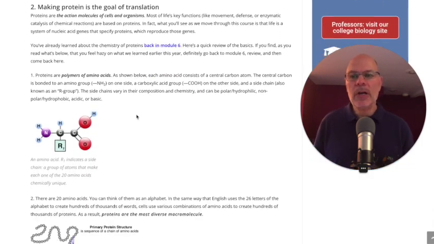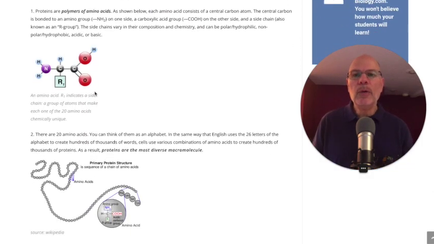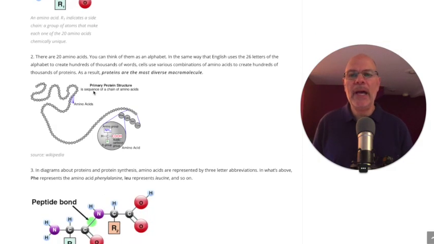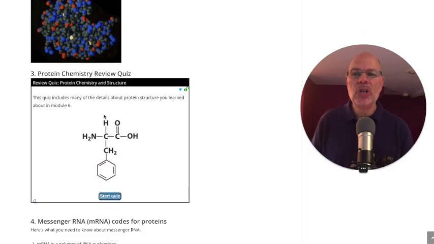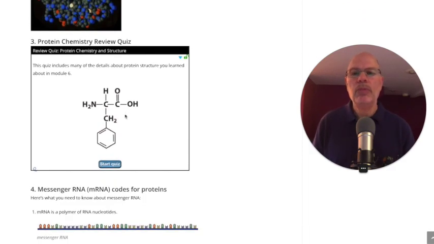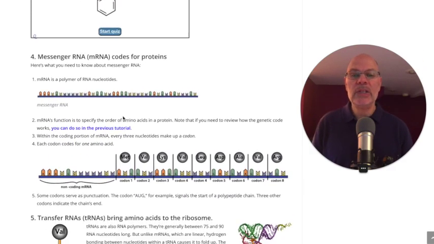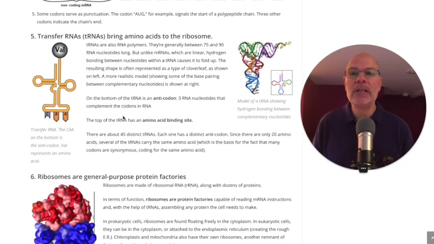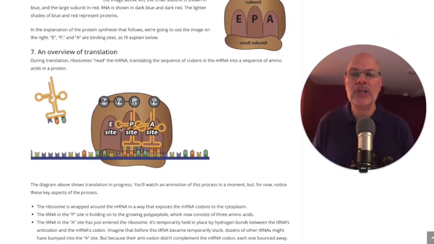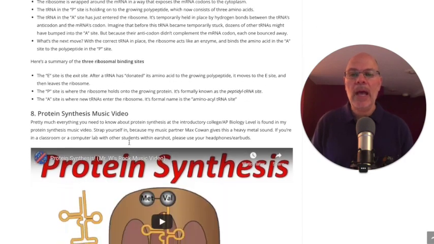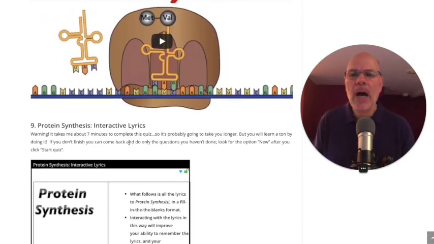So talking about a little bit of review of protein structure, amino acids, primary structure, what peptide bonds are, and then showing a review quiz about proteins, and then showing how the actual process works, how you have tRNAs that are charged with amino acids, how they have an anticodon, that anticodon matches with a codon over here, and the whole process.